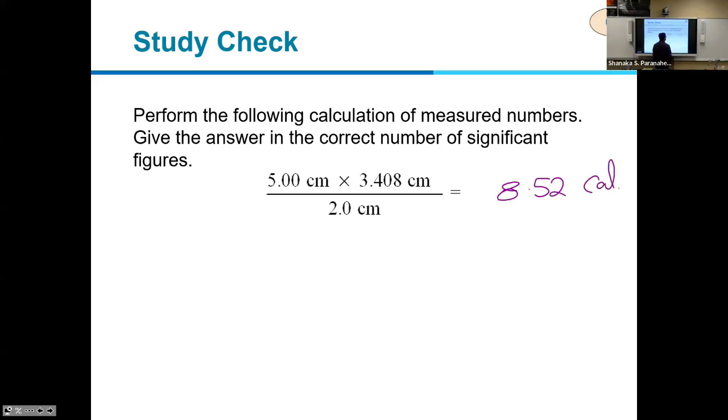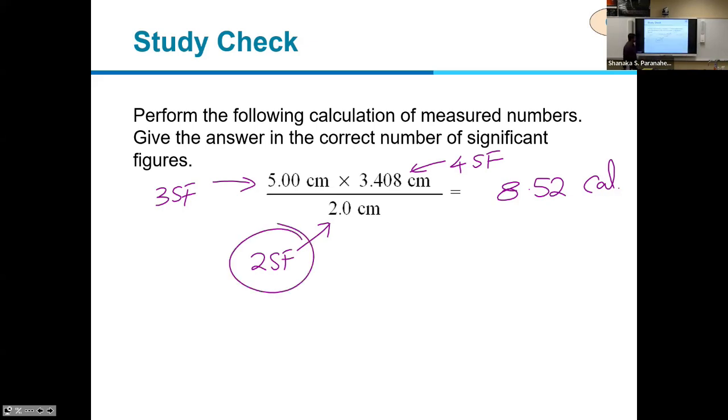Now we are going to count the significant digits in these measured values. So how many in 5.00? Three significant figures. How many in 3.408? Four. And 2.0? Two. So the smallest number of significant figures in the calculation is 2. So now we are going to round this number to two significant digits. 8.5 centimeters.